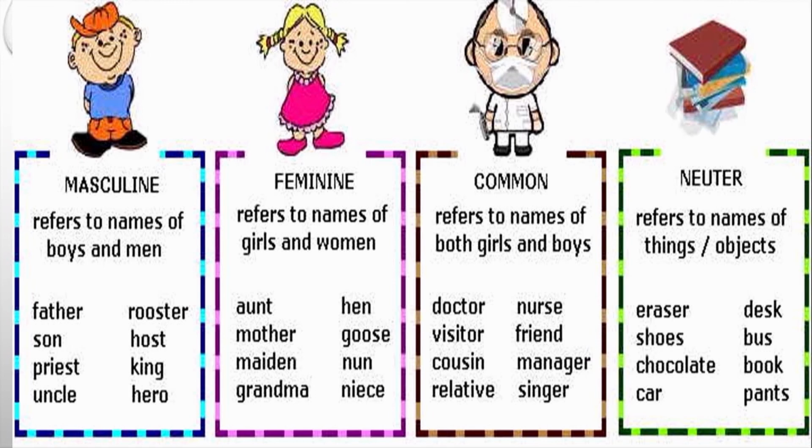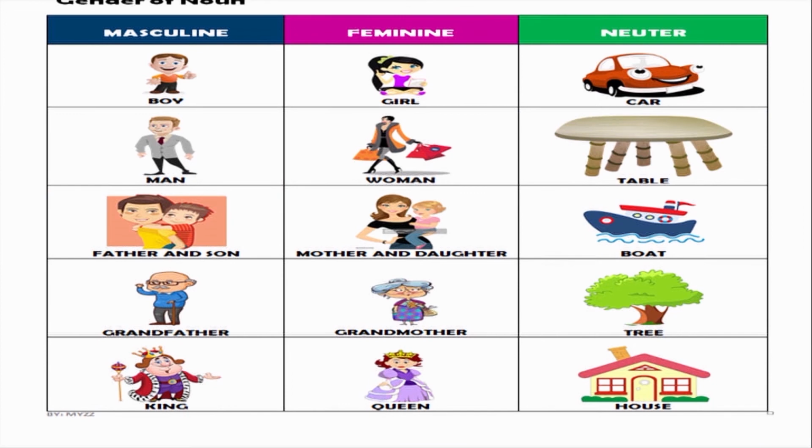We have common nouns, both boys and girls, both girls and boys. We have doctor, nurse, visitor, friend, cousin, manager, relative, singer. All common, all refers to both. And then we have neuter, with nothing, for things or for objects. Eraser, shoes, chocolate, car, desk, bus, book, pants. All neuter, all things, all nothing. Just like this one. Masculine, boy, feminine, girl, neuter, car.